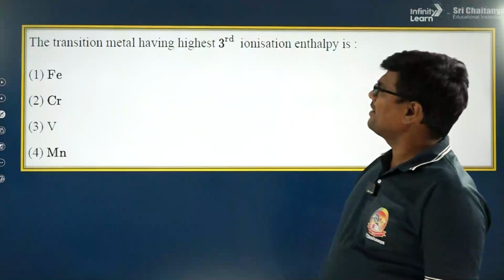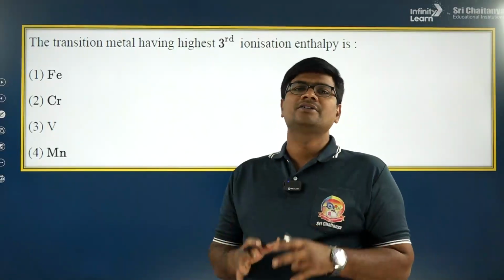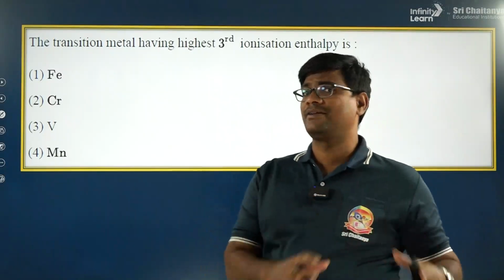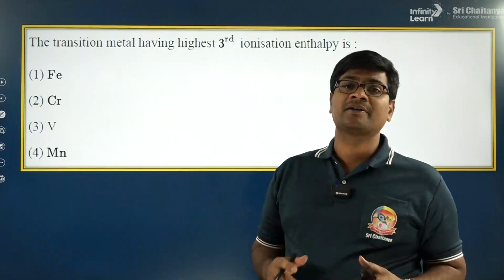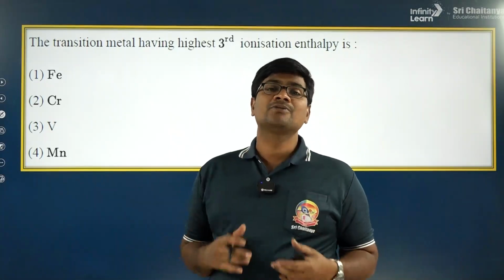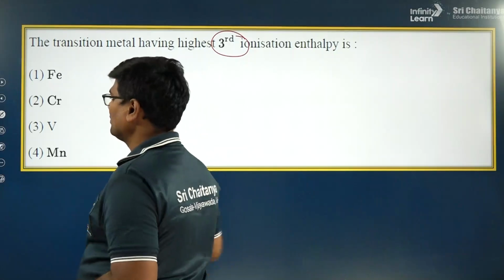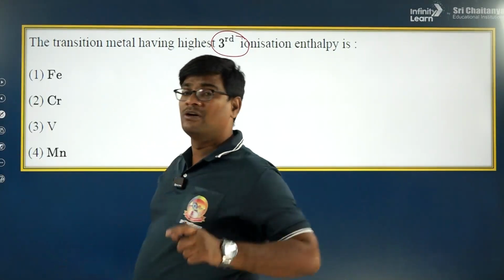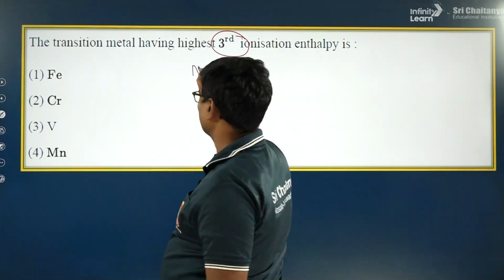The transition metal having highest third ionization enthalpy. Generally, IE1 and IE2 we expect in main group elements, the trends we have seen in the periodic table lesson. Now, in case of transition elements, we can expect the trends for IE1, IE2 and IE3 also. So, here third ionization enthalpy is more. What is the meaning of it? It is difficult to remove the third electron. That means M2+ is stable.